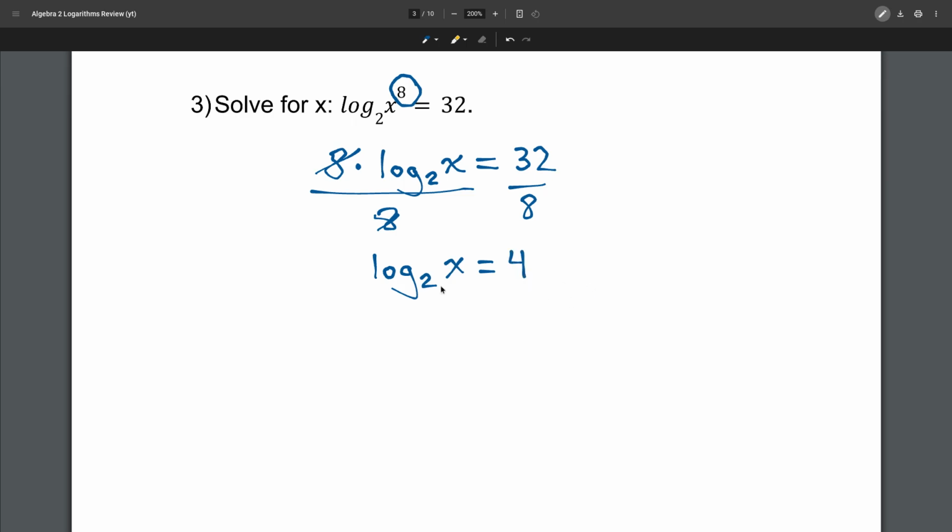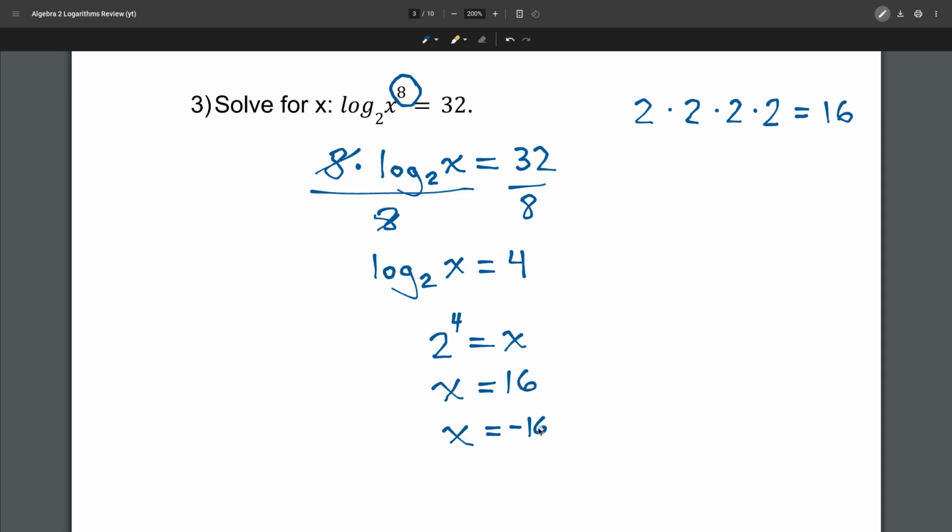We now want to write this in exponential form, so I'm going to write it with the base first, so 2 to the 4th power equals x. 2 to the 4th power is 4 2's multiplied together, so 2 times 2 times 2 times 2, which equals 16. So one of the solutions is x equals 16. But this particular problem has two solutions. It also has x equals negative 16.